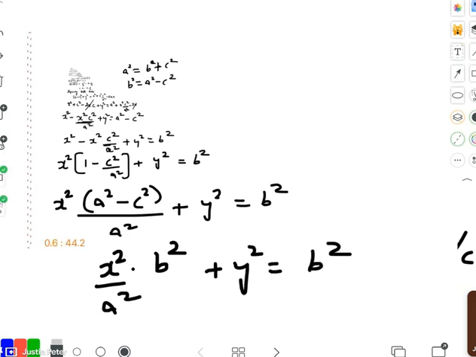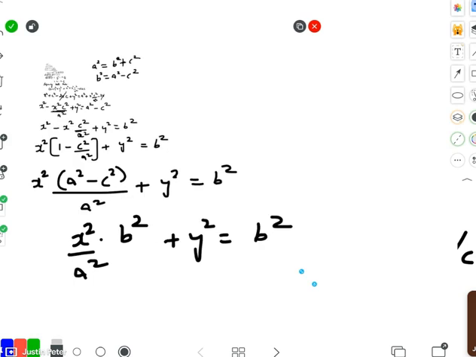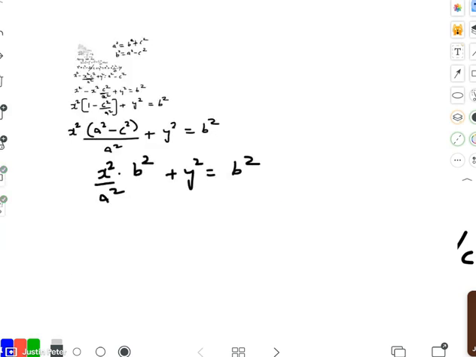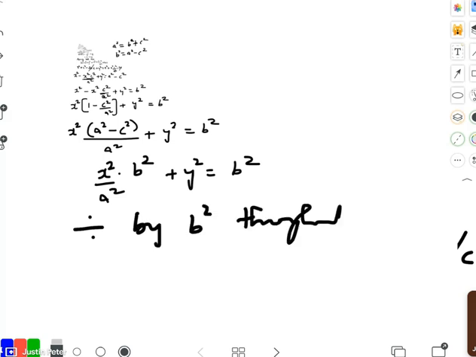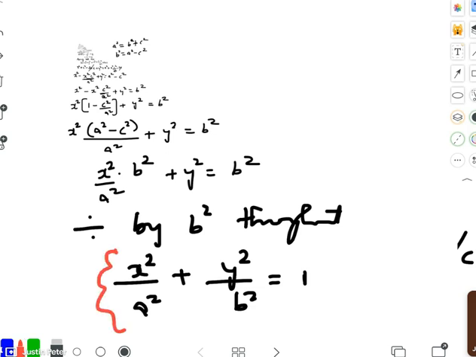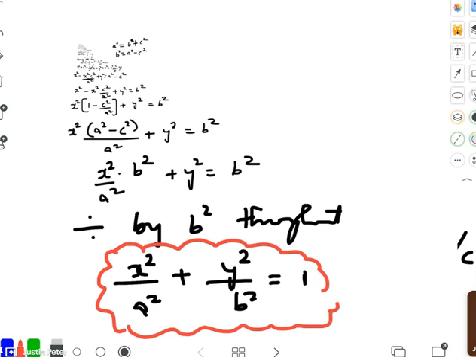Now divide throughout with b square. What do you get? x square by a square plus y square by b square is equal to 1. Absolutely. So x square by a square plus y square by b square is equal to 1, which is the equation for the ellipse. Got it? This is how you have it.